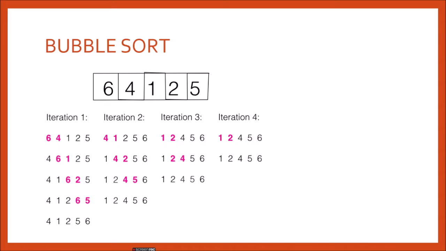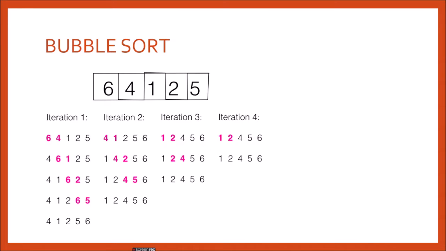We maintain two loops, an outer loop where the index variable i goes from 0 to the last but one element, and an inner loop which goes from 0 to n minus i minus 1. That is, the outer loop reduces the range of the inner loop one iteration at a time.